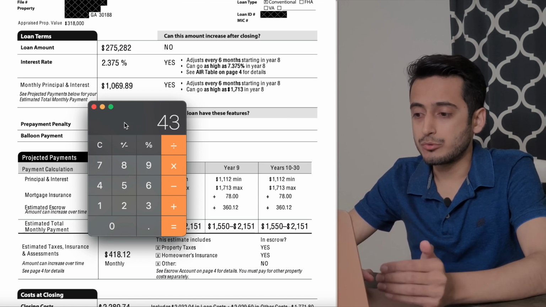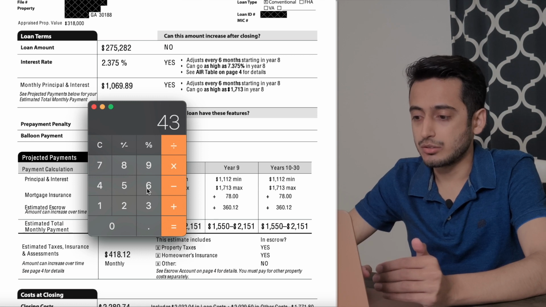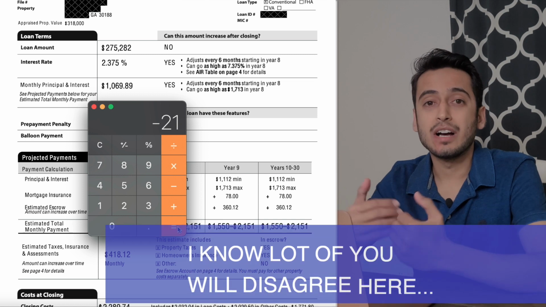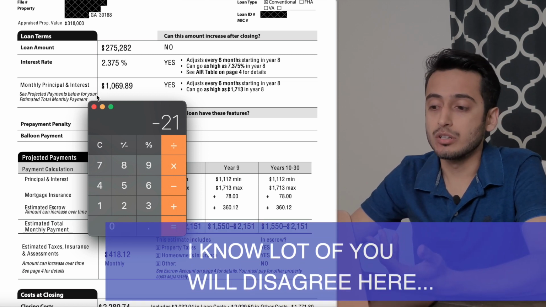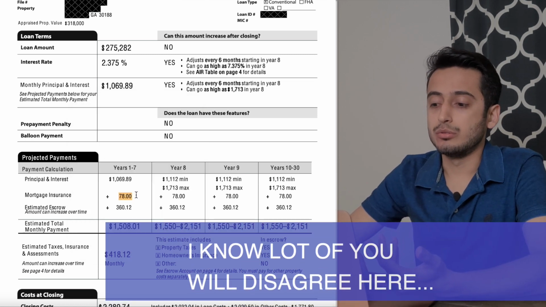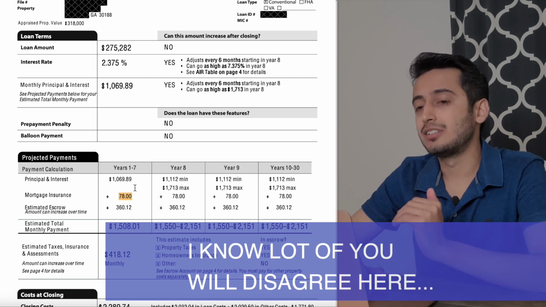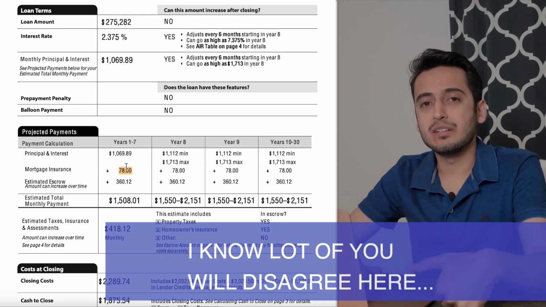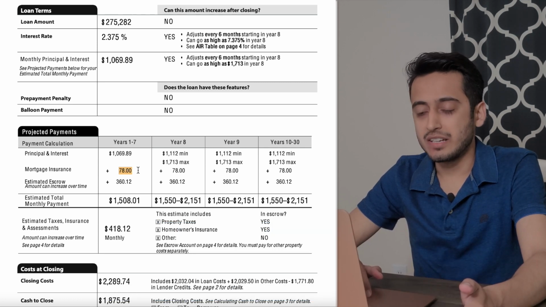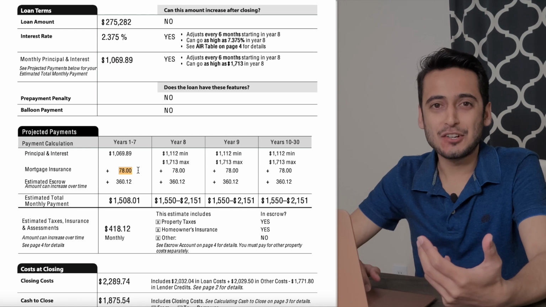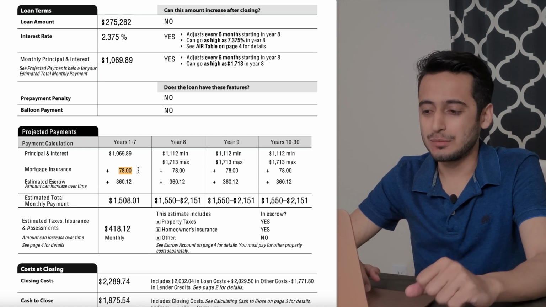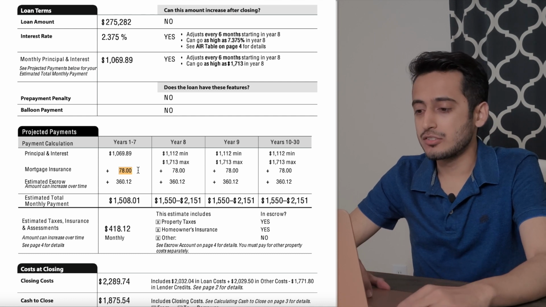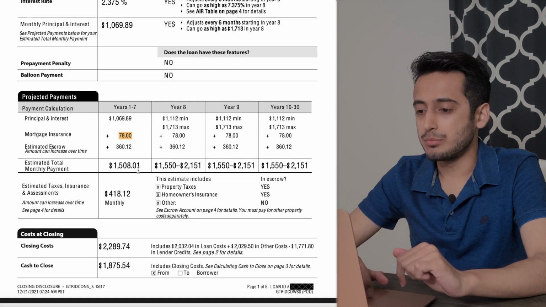So to get to 20%, I would have to come up with $64,000, right? So if I reduce those numbers, I would have to give $21,000 more out of pocket if I want to get this number at zero, and it absolutely doesn't make any sense for me to do that, because the moment I reach 20% equity, this will anyway go to zero. So just to save $78, I don't need to come up with cash of $21,000, and it takes a lot of time to save that kind of money. So I am better off paying this mortgage insurance every month.